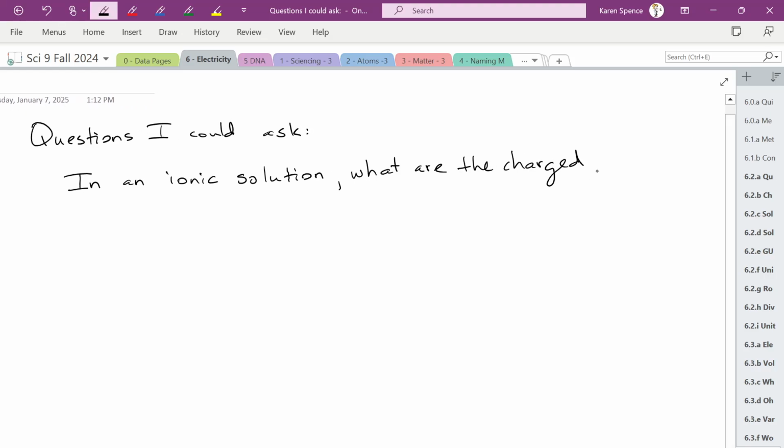In an ionic solution, what are the charged particles that move? Think of another question I could ask along those same lines. See if you can come up with another question.